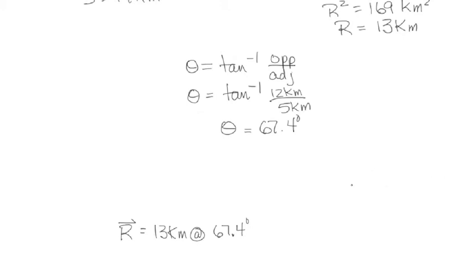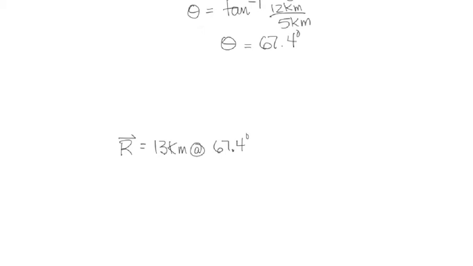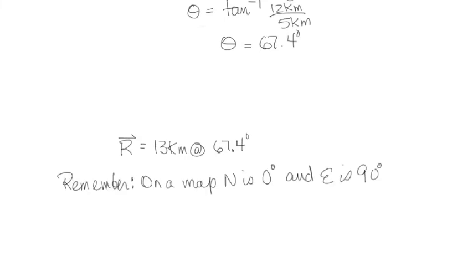Now we need to generate our vector here, and here we see it. Our vector has a magnitude of 13 kilometers and an angle of 67.4 degrees. And here we want to remember that on a map, north is 0 degrees and east is 90 degrees. So we don't need to use any other description of this direction.